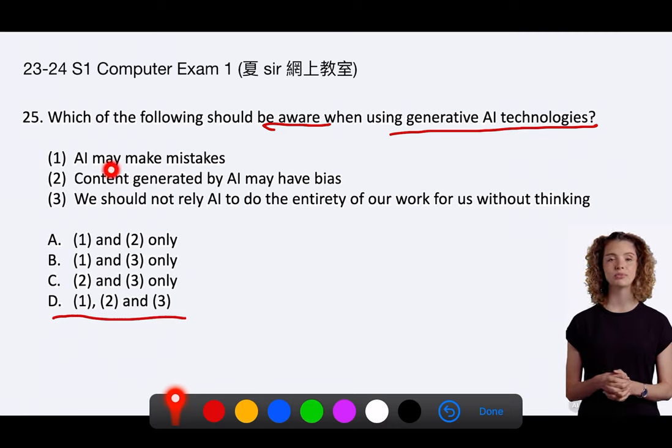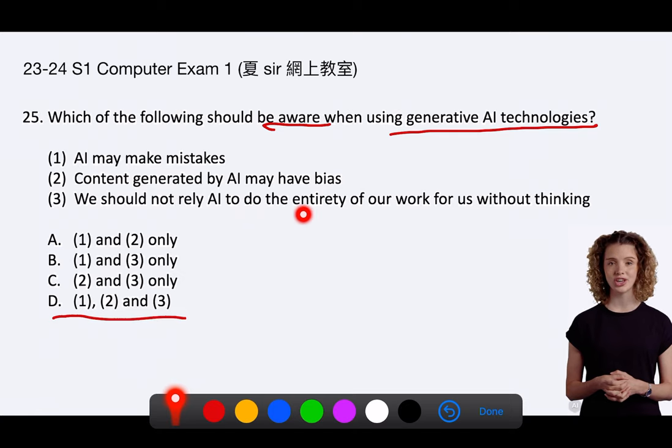1. AI may make mistakes. AI systems are not infallible and can generate incorrect or nonsensical content. Users must review and verify the information. 2. Content generated by AI may have bias. AI models can inherit biases present in their training data, leading to biased output that can affect the fairness and impartiality of the content.